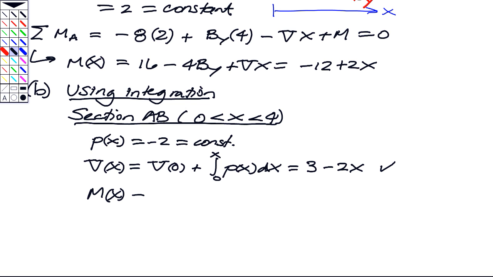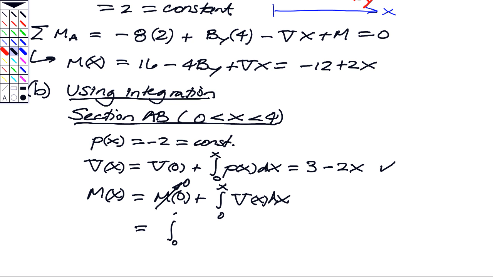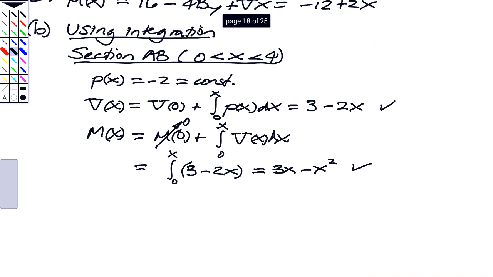Our moment expression. That's the moment at x equal to a 0, plus the integral from 0 to x of the shear force, a function of x, dx. We know on the left face there was no bending moment applied, so M at x equal to a 0 is a 0. All we have left here is an integration from 0 to x of 3 minus 2x. In that integration, that gives us 3x minus x squared, and that's exactly the same thing that we got by using our FBD approach.